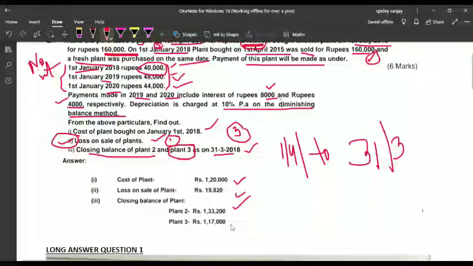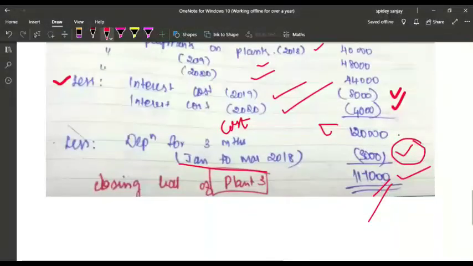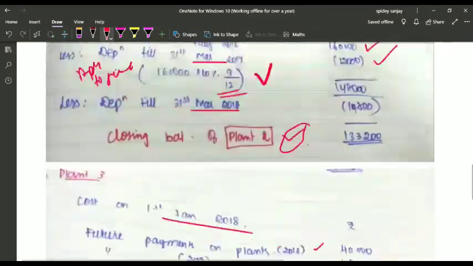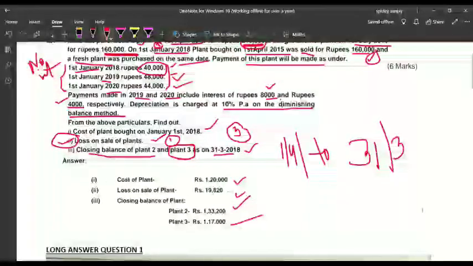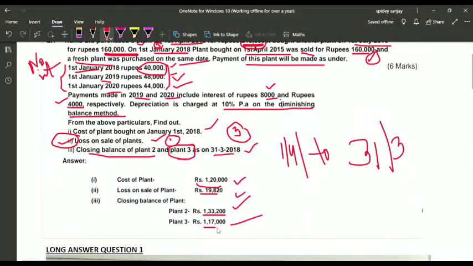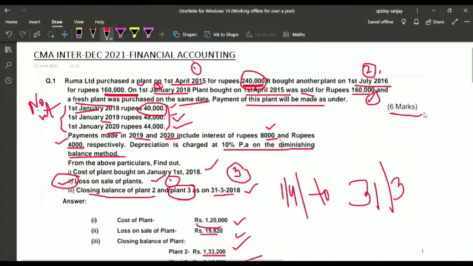The main thing is that whatever question is asked, we need to solve it on a rough basis, and then put only the answer as required in the question. This question itself is a 6-mark question, and it is one of the important questions which you can practice on your own. So thank you.